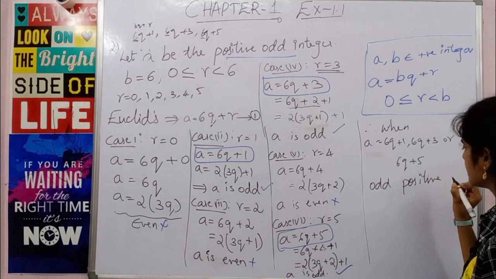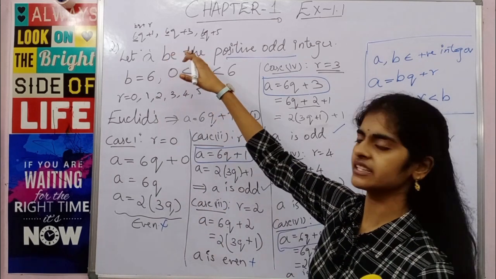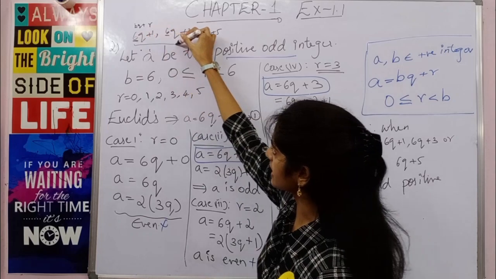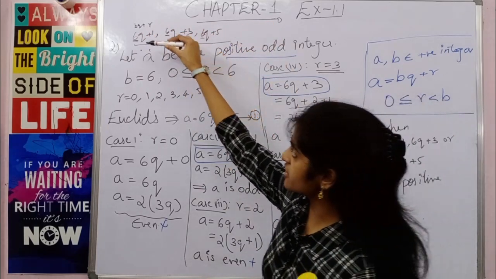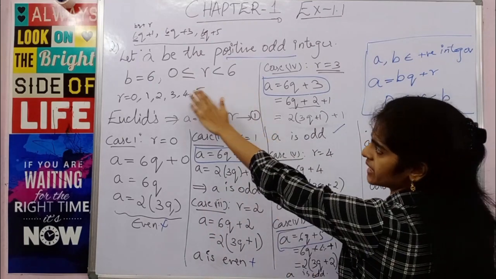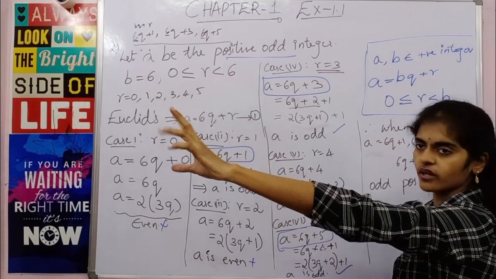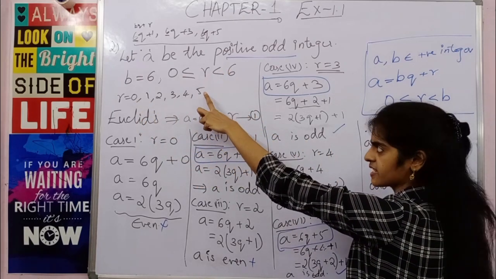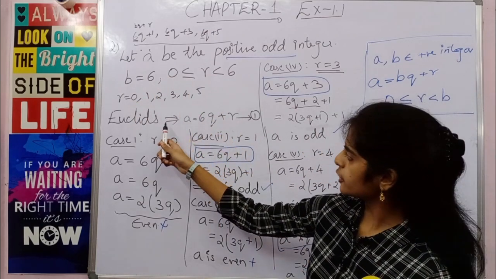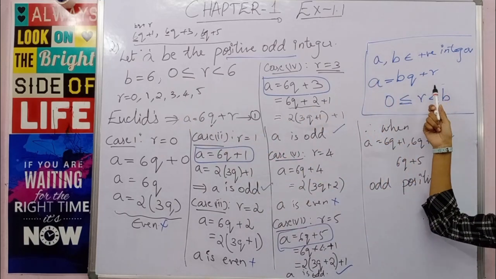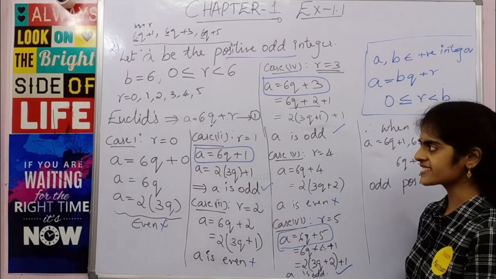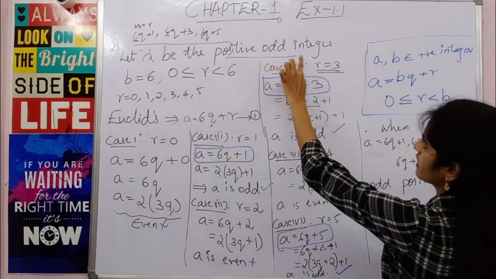So very simple. Let me just recap it. Whatever they are asking you in the question, you will take it as A. Here you will just check for the conditions of what you have to prove. From these conditions you will take the B value. Now you already know that R will be less than B. Here B is 6, so R is less than 6. From 0 to a number less than 6, that means till 5 you have the values of R. Now using Euclid's division lemma, you know that A is equal to BQ plus R. But here B is 6, so A is equal to 6q plus R. This A you have taken as the positive odd integer.